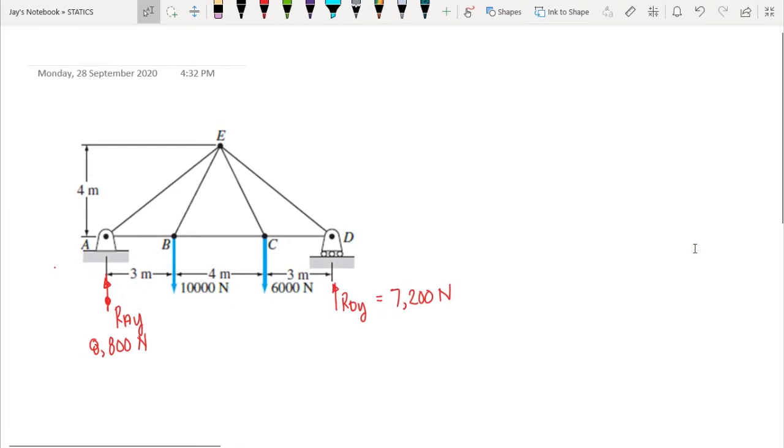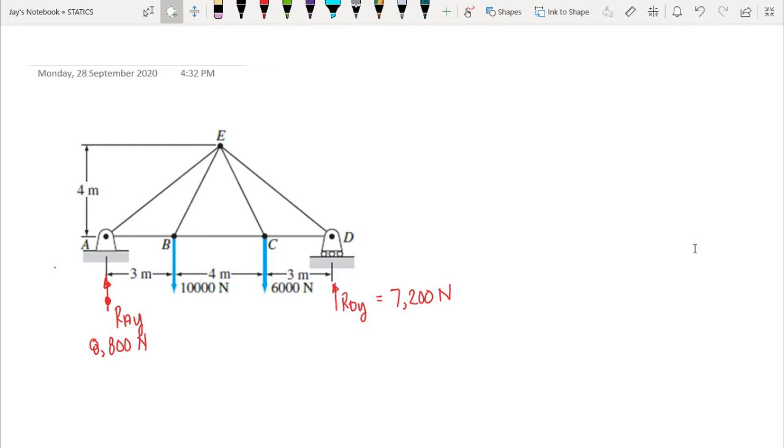Now we are done with the computation of the reactions, and now let's proceed to the computation of the forces on every member of our truss. Now, where do we start, since we are asked to use the joint method in this problem? We choose the joint which has the least number of unknowns. At joint B, we have three members connected. So therefore, we have three unknowns. It would be very difficult for us to use B or C.